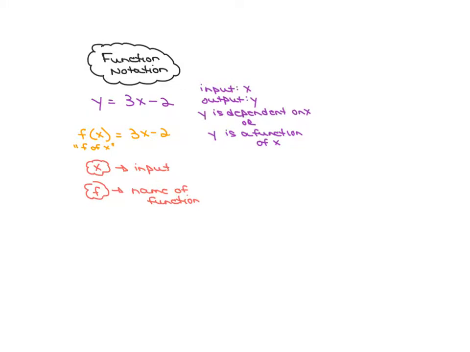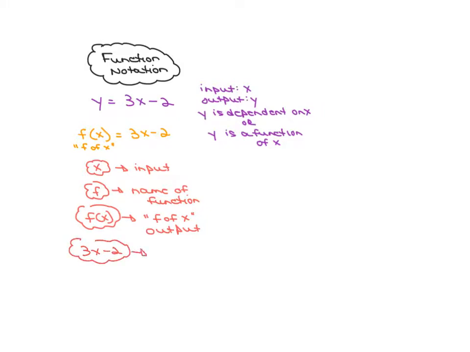Next up, this whole thing, we again say f of x. This whole thing represents the output. We're going to talk a lot more about this because it's hard to imagine this packet as meaning a single value, the output. When we look at some examples, we'll talk more specifically about that.